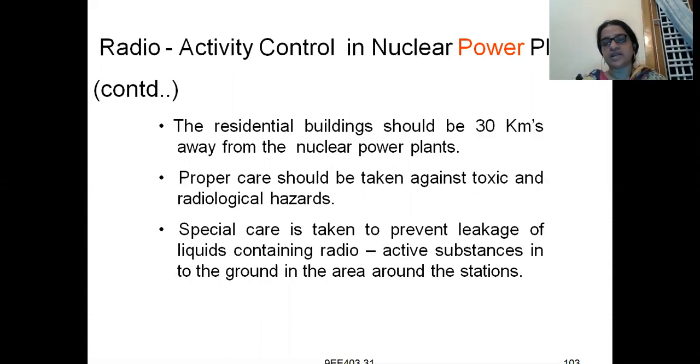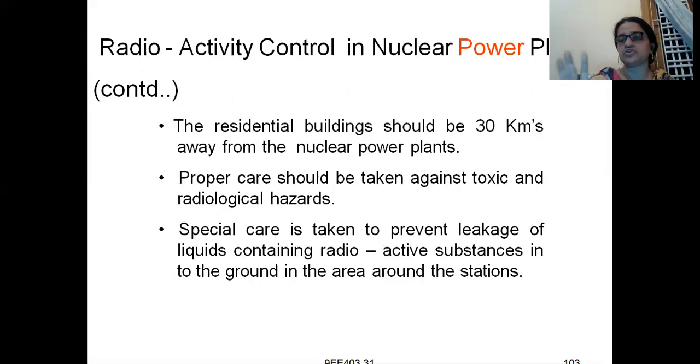Proper care should be taken against toxic and radiological hazards. Whatever nuclear waste we are getting, and whatever radiations are coming out, everything is dangerous, everything is toxic, everything will affect the life of animals and humans. So definitely we need to be very careful. We need to shield everything properly. Even radioactive waste should be dumped properly.